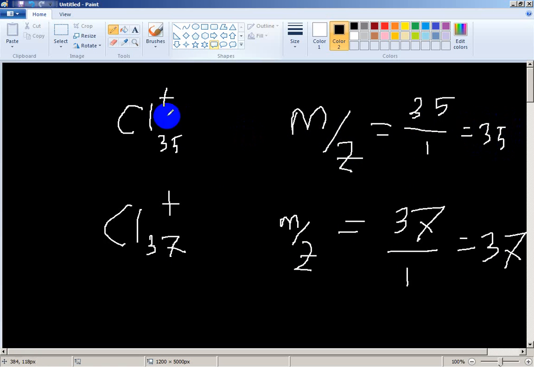The ions deflect in the magnetic field depending on the mass to charge ratio. It is inversely proportional: the lower the mass to charge ratio, the more deflection, and the higher the mass to charge ratio, the less deflection. So which one will deflect more, 35 or 37? 35, because it is lighter, so it deflects more.